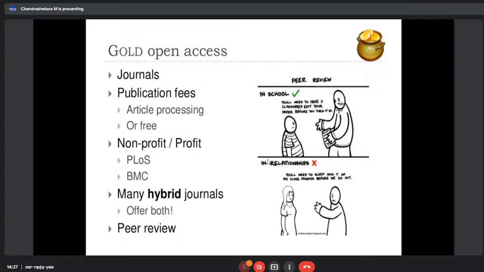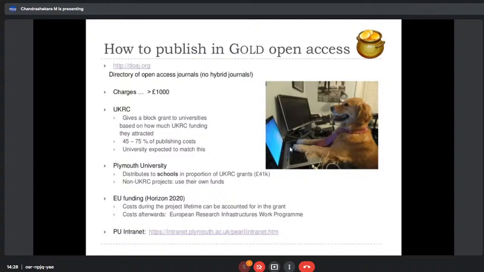For example, PLOS, the Public Library of Science, and BioMed Central, BMC: some are not charging for that. Many hybrid journals offer both, a mixed model. Then, is it peer-reviewed? Yes, if it is a reputed journal, they will go for peer review. From this example you can see how to publish gold. This is a directory of open access journals, not hybrid journals. Many examples are given, along with sponsors and charges, and you can see how much they charge. Sometimes they charge more than £1,000.